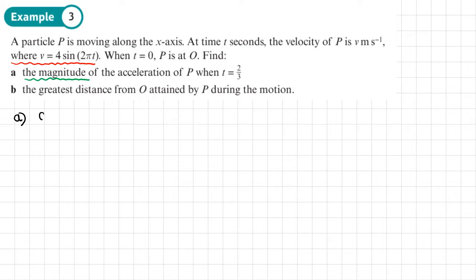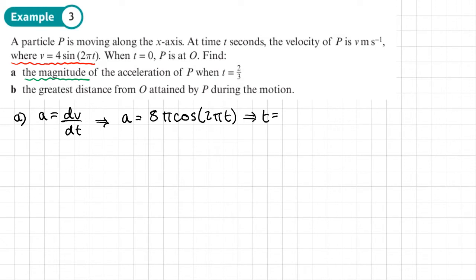So the acceleration is dv/dt. That means the acceleration is what we get when we differentiate 4 sine 2 pi t. So using the chain rule, we'll have 4 cos 2 pi t times by 2 pi. So that becomes 8 pi cos 2 pi t. And from here we just substitute in t is equal to 2/3 to get our acceleration.